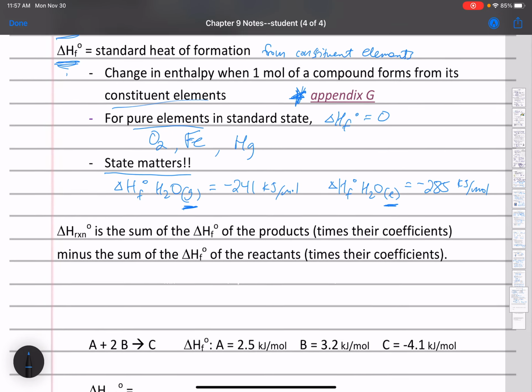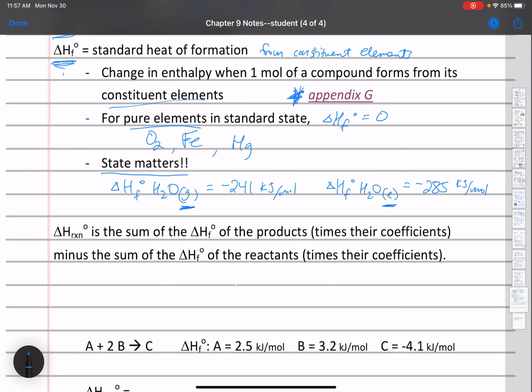So the heat of reaction, the change in heat, is going to be the sum of all the heats of formation of the products minus the sum of all the heats of formation of the reactants. Essentially, it's the change in heat. Remember, change is final minus initial. In a chemical reaction, the final things are the products and the initial things are the reactants. So you're basically taking the total heat of all the products minus the total heat of all the reactants.